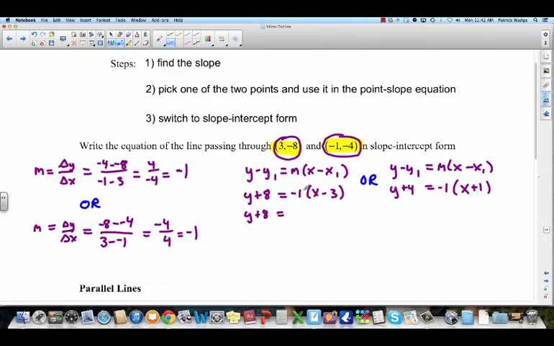But I want to expand this bracket. We don't want brackets like this when we do slope-intercept form. So negative 1 times x is negative 1x, or just negative x. I'll put negative 1x for now. And negative 1 times negative 3 is plus 3.